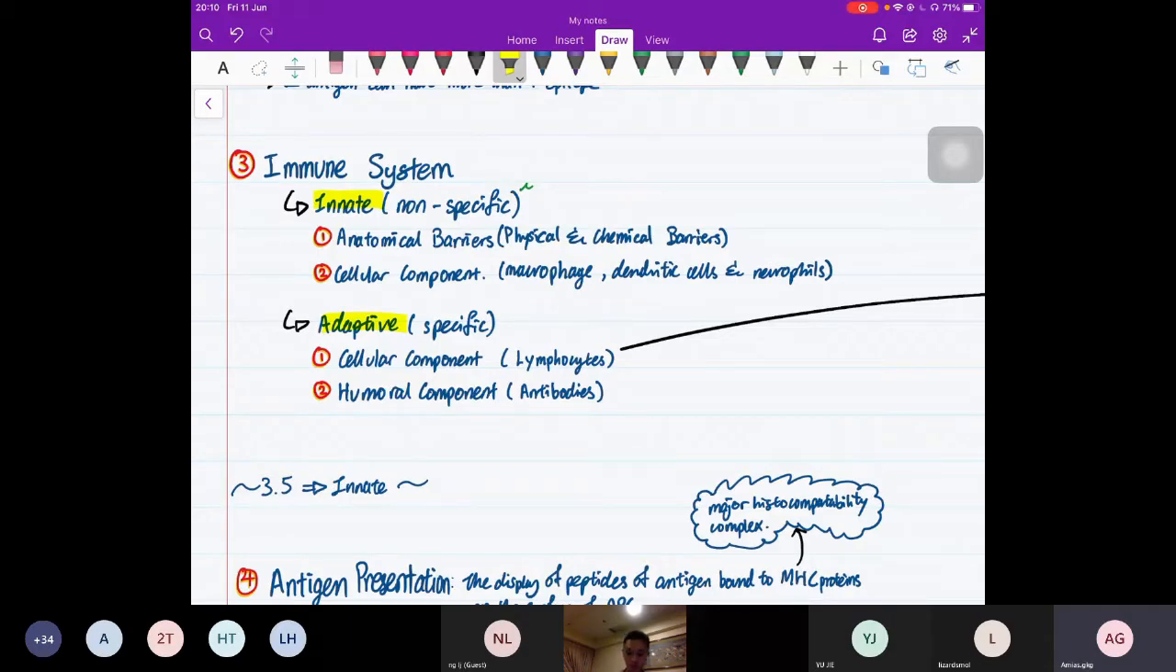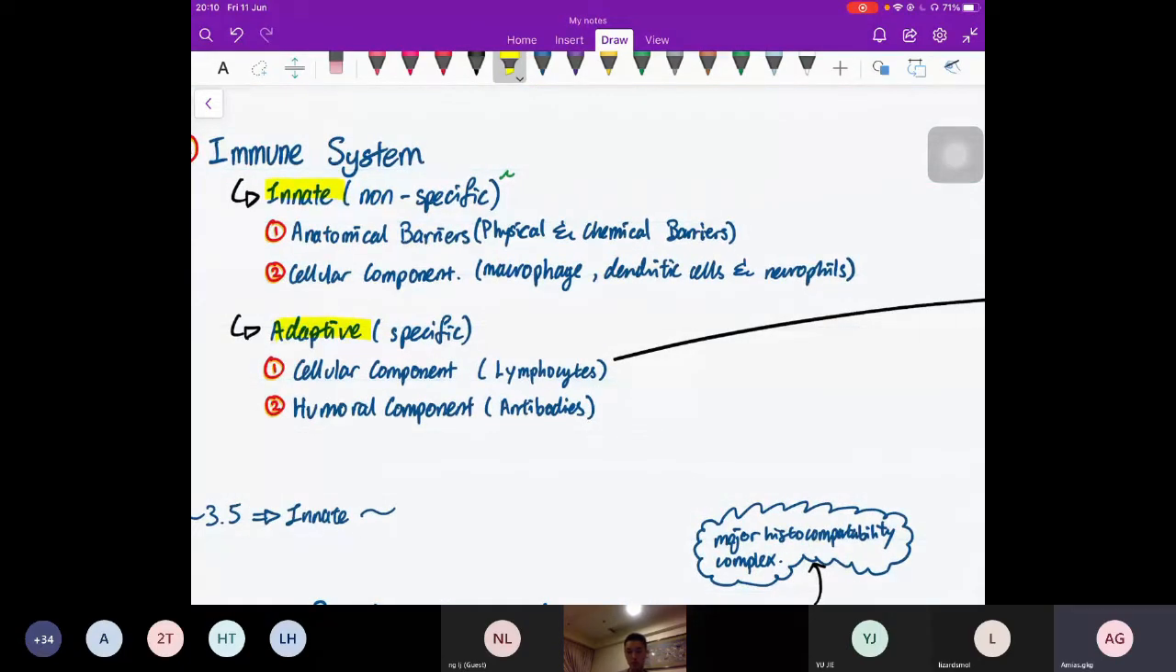So it's non-specific. It's your first line of defense. There are two portions, the anatomical barriers and the cellular components. So the anatomical barriers, we have physical and chemical barriers. An example of a physical barrier will be your skin. A chemical barrier will be your mucus secretions or your antimicrobial substances in your saliva, something like that. Okay, so you use the examples that are given in your lecture notes if they ask.